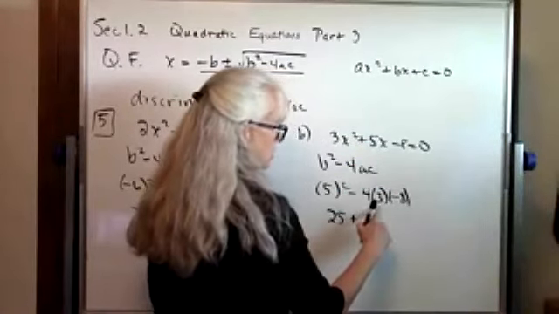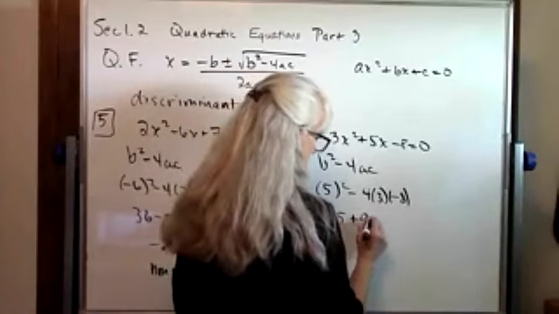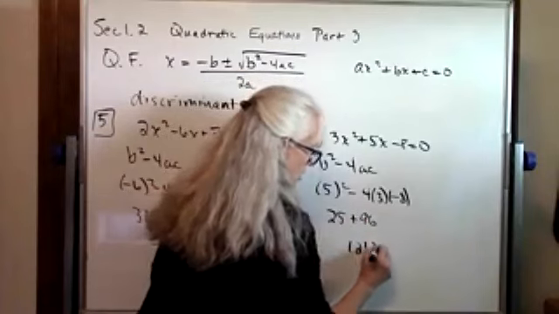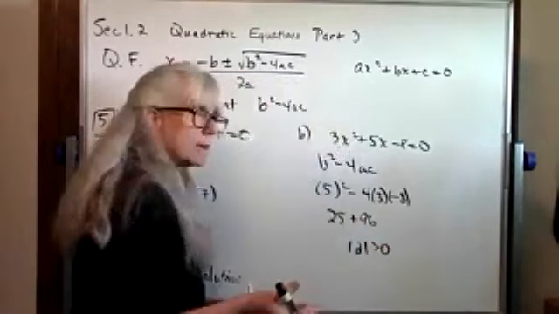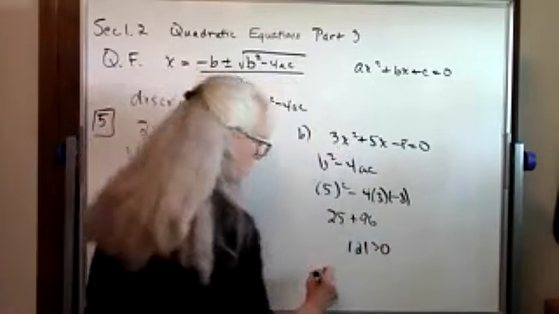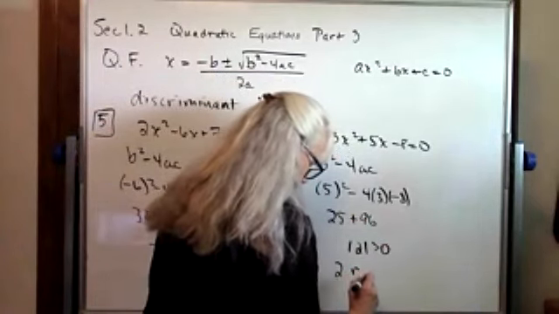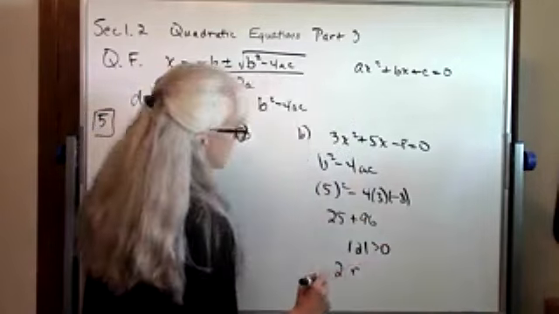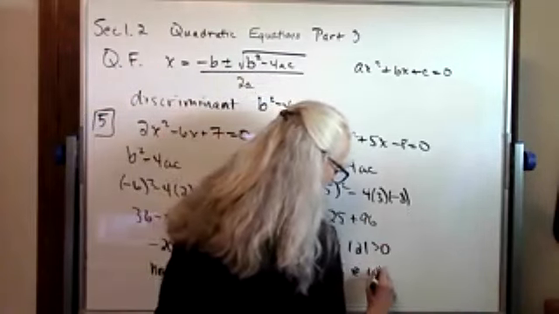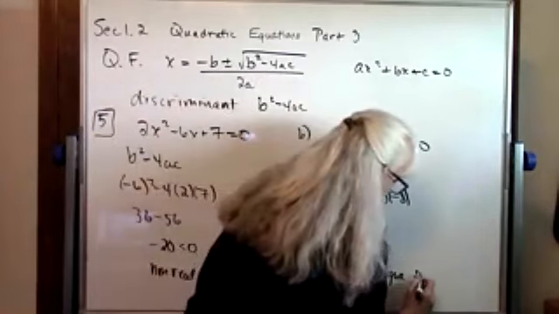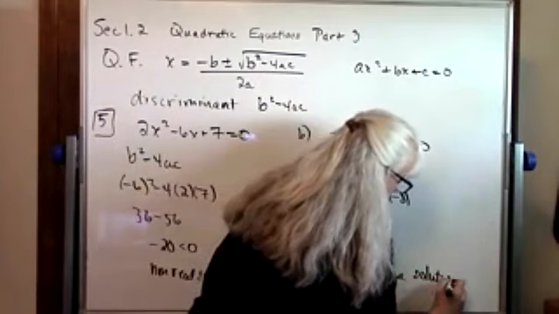4 times 3 is 12 times 8 is 96. And 25 and 96 gives me 121, which is greater than 0. So we get a positive under the radical. That tells me I get 2 non-repeated real solutions. So I think your book uses the word distinct, meaning that they're different answers and solutions, but they are real numbers.